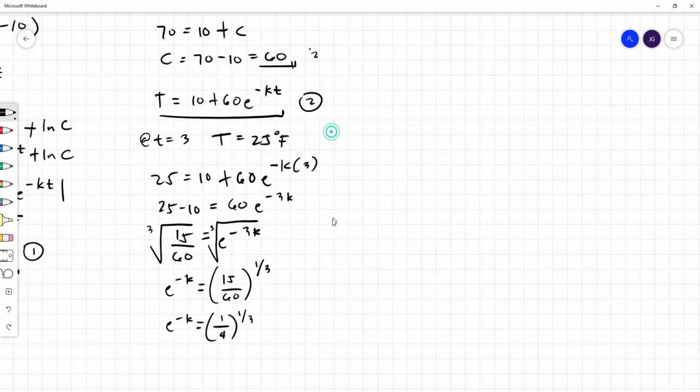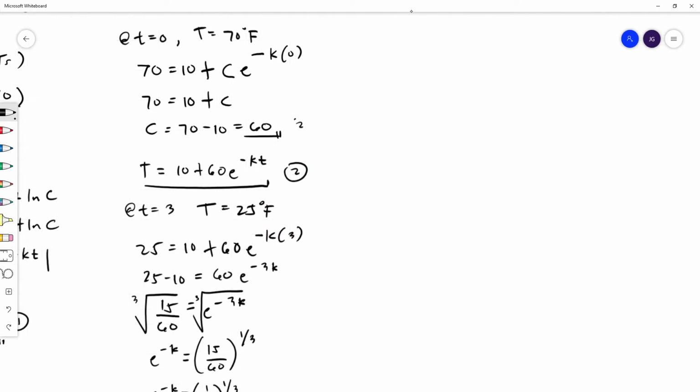Okay, thus our new equation T is equivalent to 10 plus 60 times 1 over 4, which is equivalent to our e raised to negative k, that is 1/3, multiplied by t. So our equation again is T equals 10 plus 60 times (1 over 4) raised to t over 3. This is our third equation.